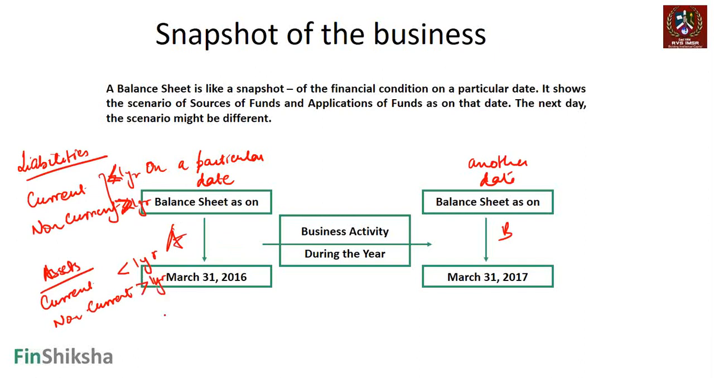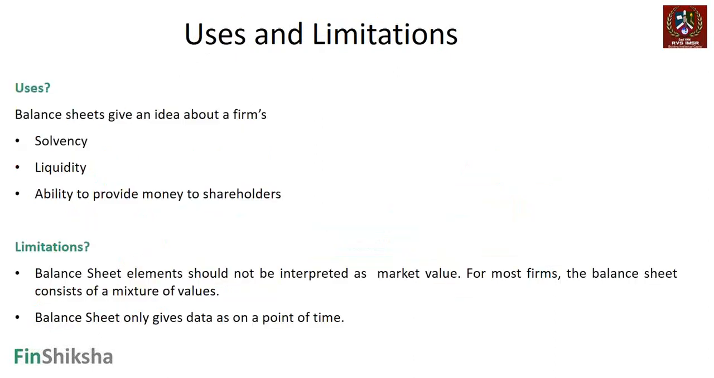Non-current is greater than 1 year. That's the broad classification. Now, what are these current assets? What are these current liabilities? We will understand them in a bit, right? Let's first understand what are the uses of a balance sheet. How can I use the balance sheet?